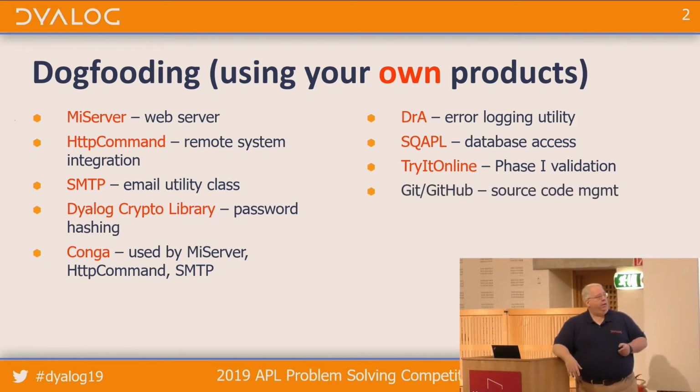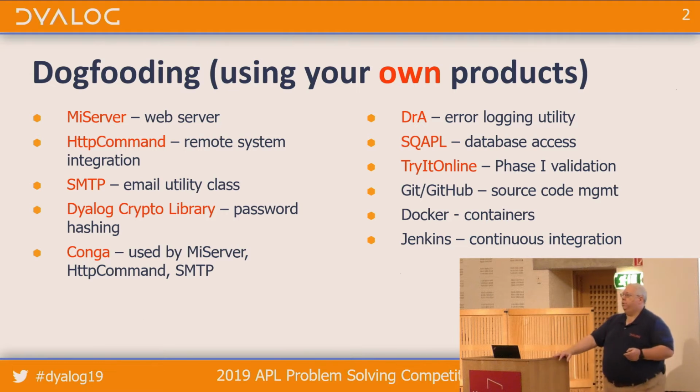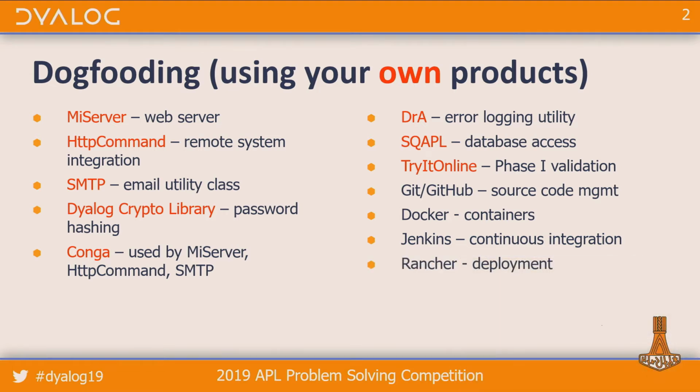And then of course we use Git and GitHub for our source code management. We use Docker containers. We use Jenkins to do our continuous integration. We use Rancher to help deploy the website. And then we use HAProxy for HTTPS, which means that MiServer can run HTTP, but we have an HTTPS secure link in front of it so that everything from the user's session to our site is secure, but internally we don't have to run HTTPS.